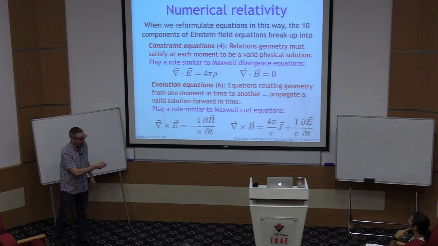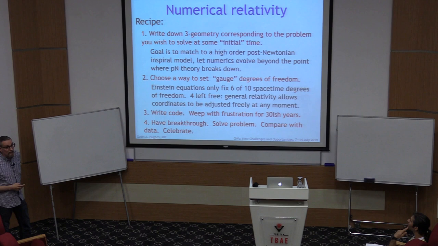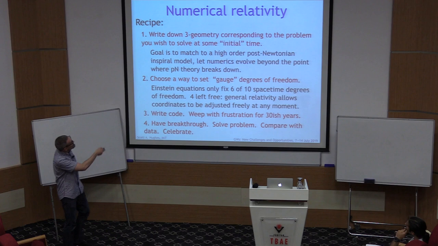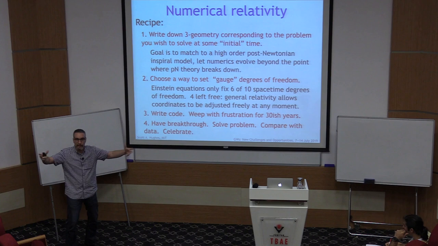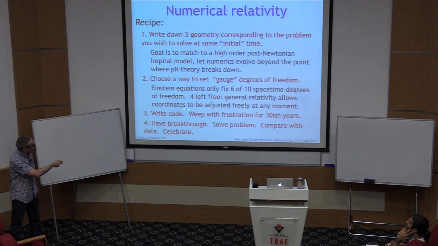So for years, people have had this recipe in mind, where the basic idea was they thought, let's just write down the 3-geometry describing my problem at some initial moment in time. And the goal is to try to match to one of these iterative solutions that describes a binary using Newtonian theory plus the post-Newtonian refinements that go into general relativity. We need to choose a way to select my spatial coordinates, which you can think of as picking a particular gauge, and then just write code.